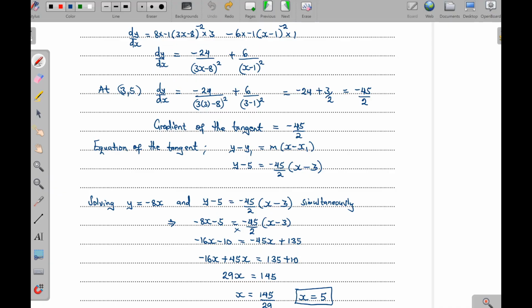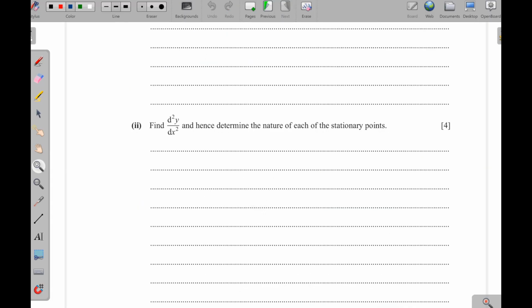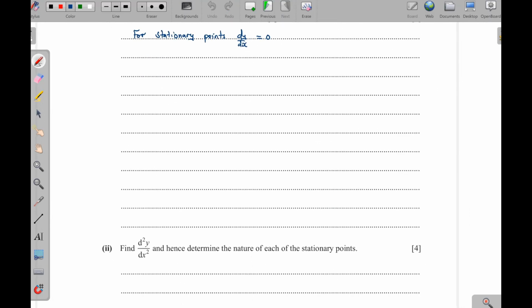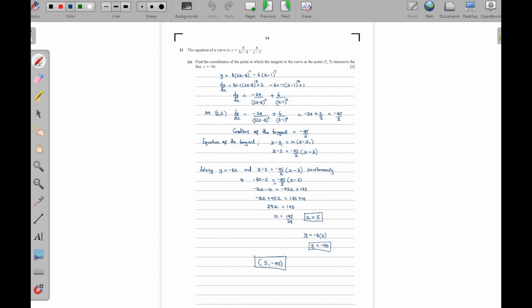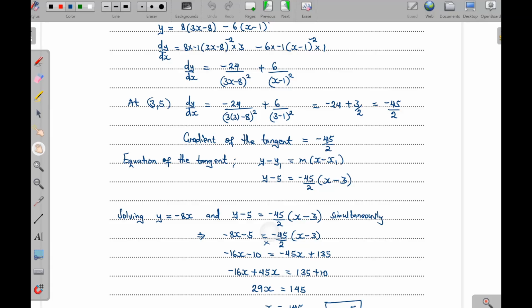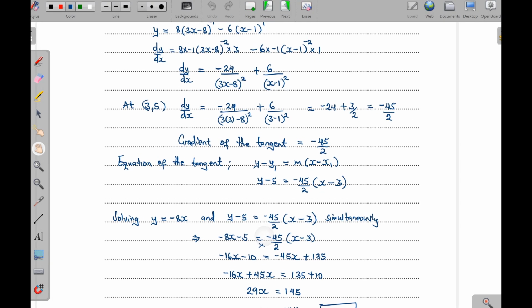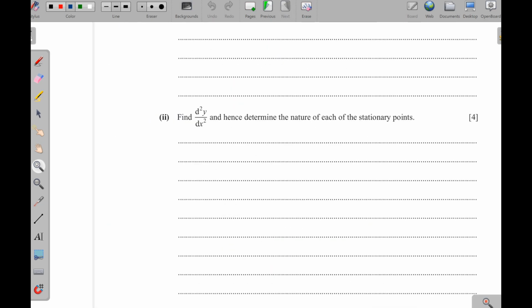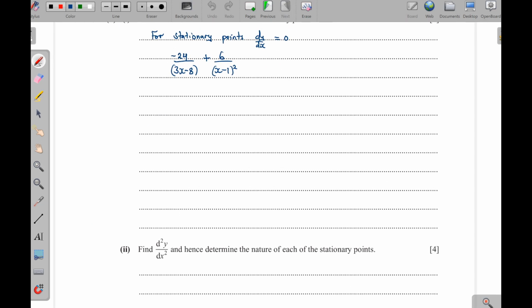Negative 24 over 3x minus 8, then plus 6 out of, is it x plus 1? Or it is x minus 1. Let me first put x minus 1 squared. Okay. This is 3x minus 8. The other one is x minus 1. All of them are squared.